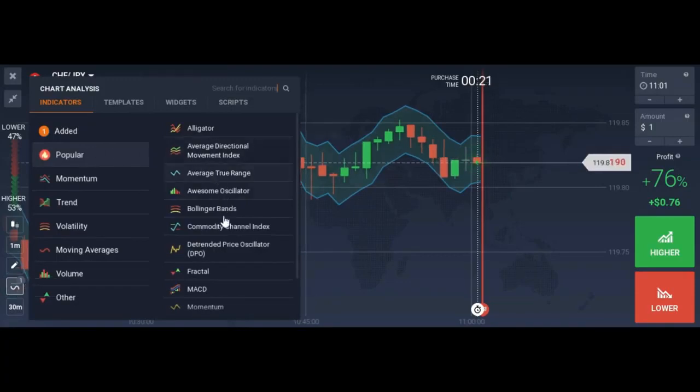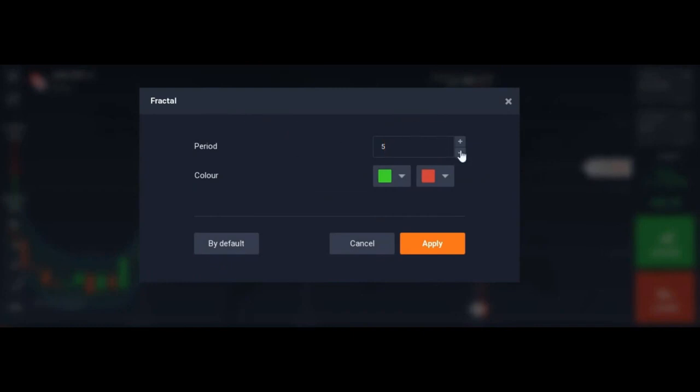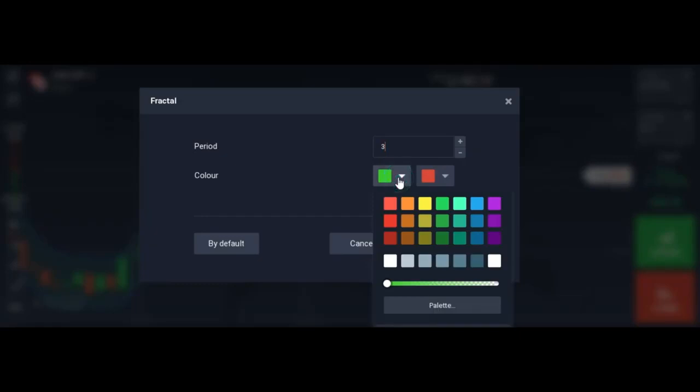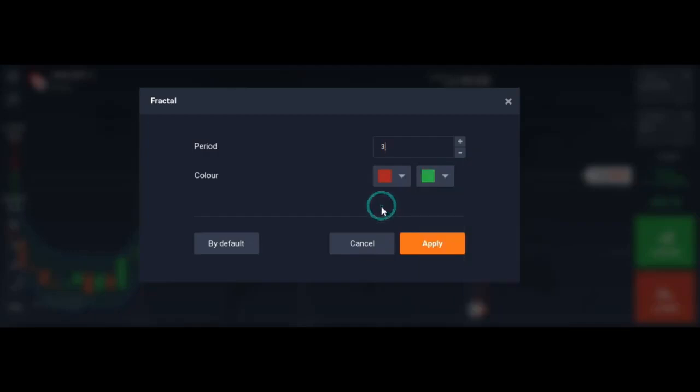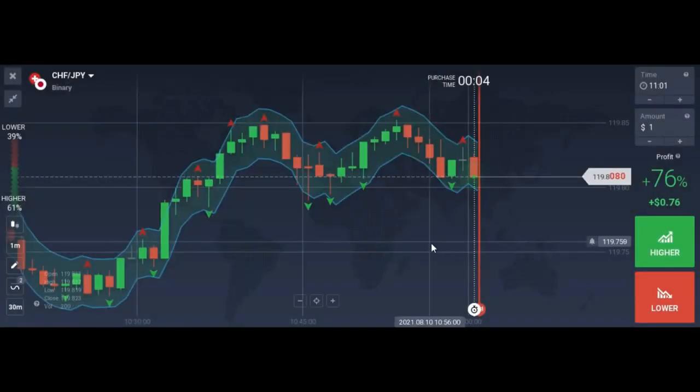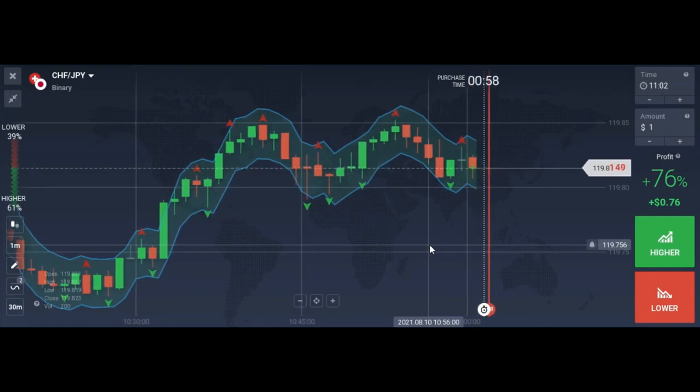Fractal. In period, we put 3. Red color and green color. Thanks to this indicator, we can see the possible trend reversal points.